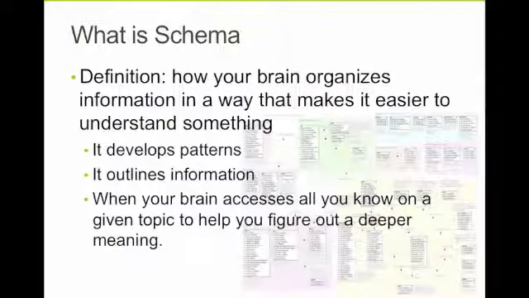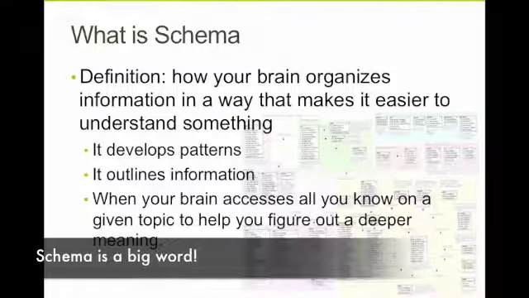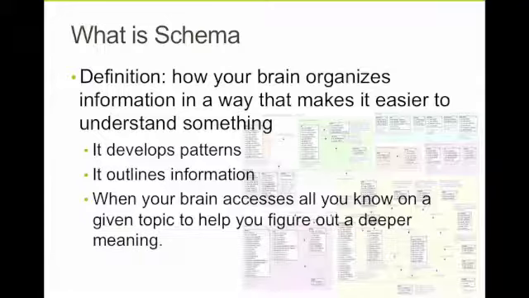Now, I wanted to talk about this word schema. Basically, schema is how your brain organizes information in a way that makes it easier to understand something. Your brain is constantly developing patterns and outlining information, and it's the way that your brain accesses all that you know on a topic to help you figure out a deeper meaning. Think of this picture that's kind of fuzzy in the background as a small slice of your brain at any given time, where it's trying to access all sorts of different information to help you understand something. That is the word schema.